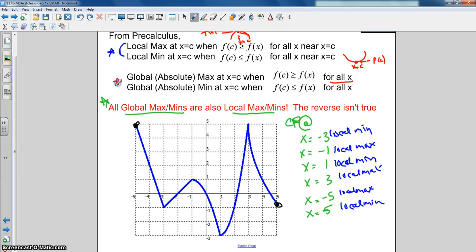Next, I want to determine the global or the absolute min or max. Since we're on a closed interval, and we'll see this property in just a second, we are going to have an absolute min and a max. Looking at this entire thing, what is the highest y value that I attain? The highest y value is 5, but where does it occur? It occurs at -5 and at 3. So I can have two places where I have an absolute max, but the absolute max is only one value. So this is also an absolute max, and also at -5.